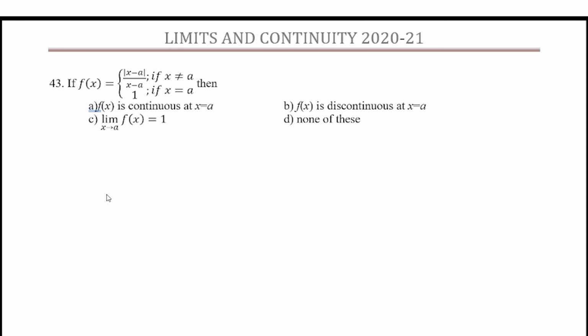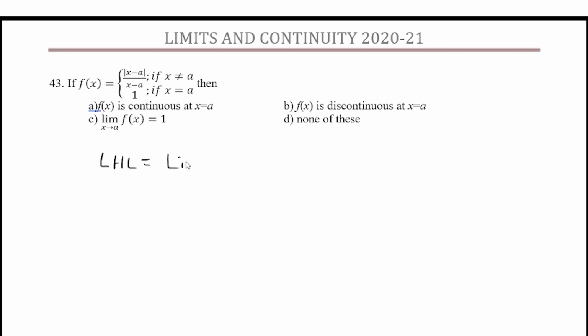Next question, 43rd. f of x equal to modulus of x minus a by x minus a if x is not equal to a, and f of x at x equal to a is 1, then which one is right option? Option A, whether the function is continuous at x equal to a, option B, whether the function f of x is discontinuous at x equal to a, and option C, limit of f of x as x tends to a value is 1, and option D, none of these. Okay. Now here modulus function is given, so to find left hand limit and right hand limit.